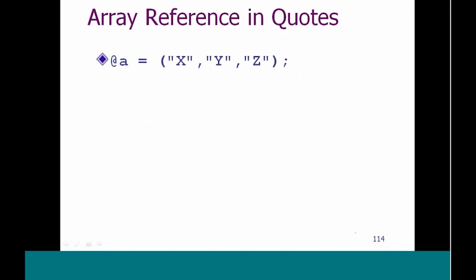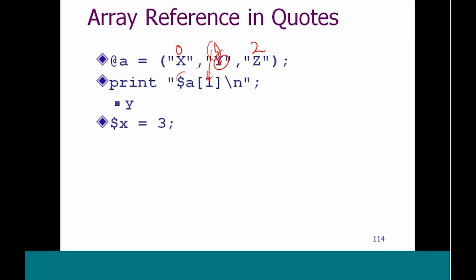Now let's see how the array references are done in quotes. Within the quotes, this is actually interpolated. I will mark these ones as 0, 1 and 2. So you can see that in this case it will print out the y, because 1 corresponds to y. So the y will get printed out.